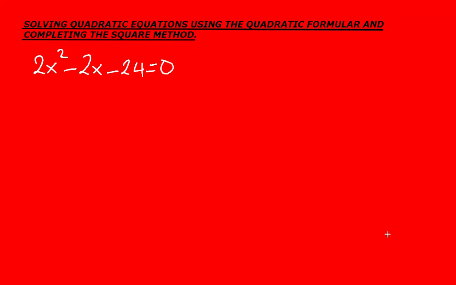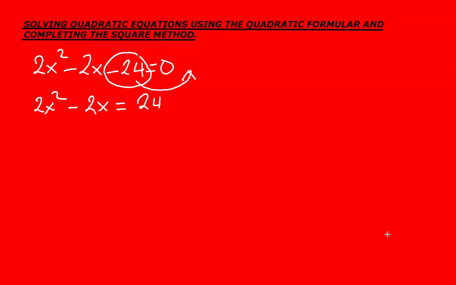Now I'm going to start with the completing the square method. This is what you're going to do. Step number 1, I take this constant, which is -24, onto that side. So then I'm going to get 2x squared minus 2x is equal to positive 24. Remember, when a value crosses the equation sign, if it's a positive, it becomes a negative. If it's a negative, it becomes a positive.